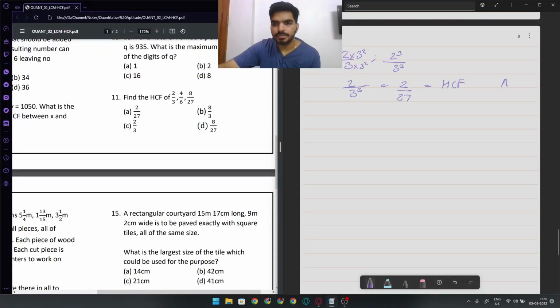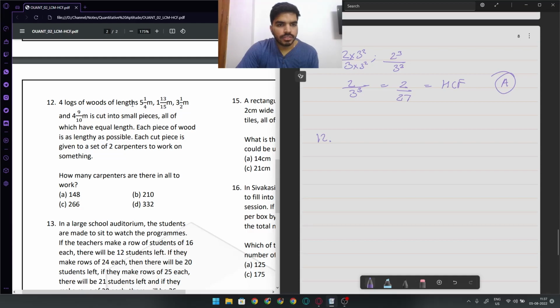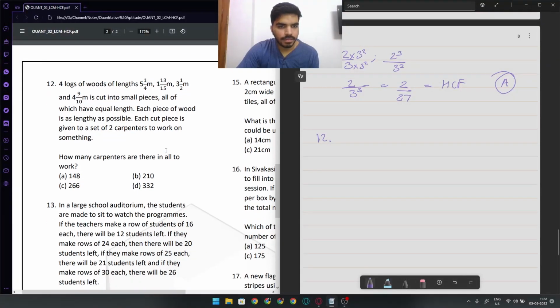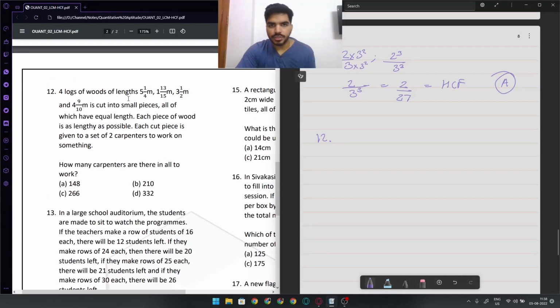Option A. Four logs of wood of length 5 and 1/4, 1 and 13/15, 3 and 1/2, and 4 and 9/10. Read the question carefully. Try to attempt it and I'll start. Now, first of all, convert them into improper fractions.